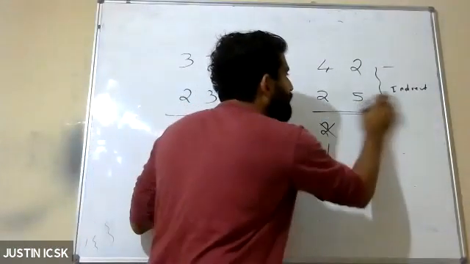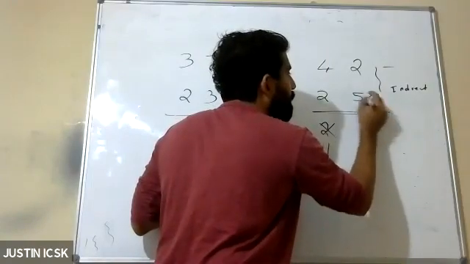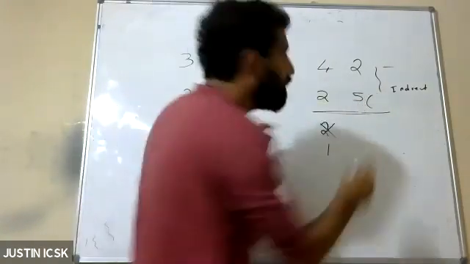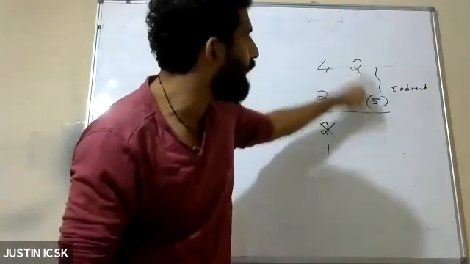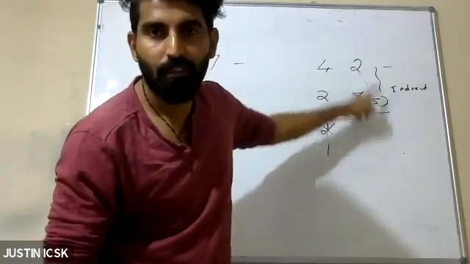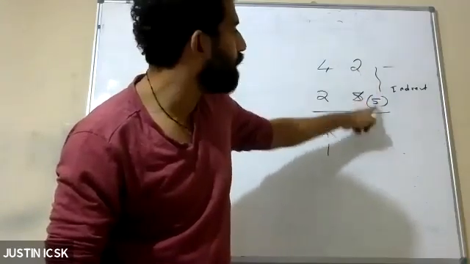Indirect, no? What is the complement of 5? Complement of 5 is 5 only. And I will add these two numbers. 2 plus 5 is 7.